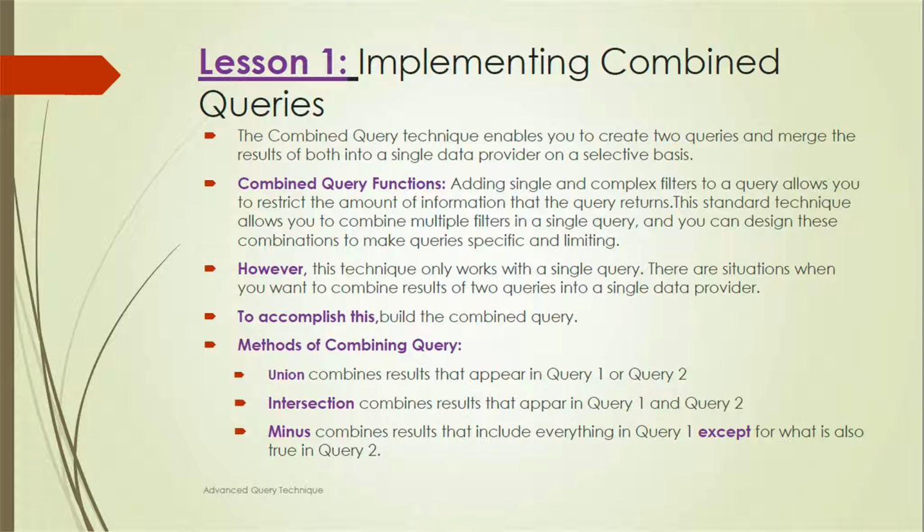The combined query technique enables you to create two queries and merge the results of both into a single data provider on a selective basis. So it may be two or more queries, but the results merge into a single data provider. Adding single and complex filters to a query allows you to restrict the amount of information that the query returns. This standard technique allows you to combine multiple filters in a single query, and you can design these combinations to make queries specific and limiting. This is the main function of the combined queries, which restricts the data specific to the queries.